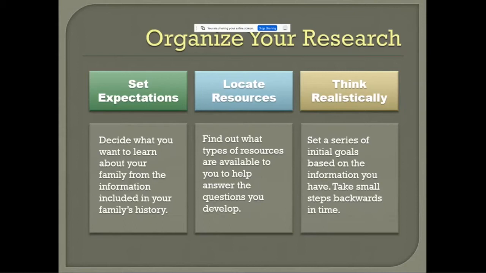And then based on those expectations, figure out what the best resource is. This is basic library science too. Figure out what the best resource is to discover that information. If you want to know where he lived, look for him on census records. If you want to know what his profession was, look for him on census records.